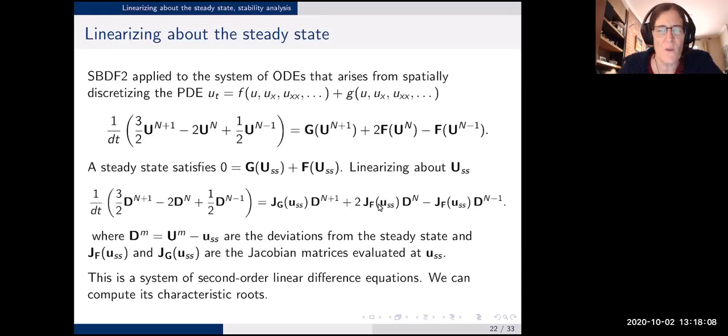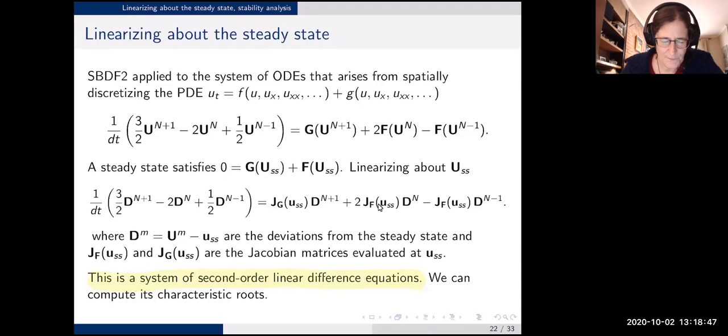And so we do not get isolated, decoupled second order linear difference equations. We have a coupled system of second order linear difference equations. It's linear, so we can compute the characteristic roots, but there's nothing we can do by hand. It's all done using a computer.